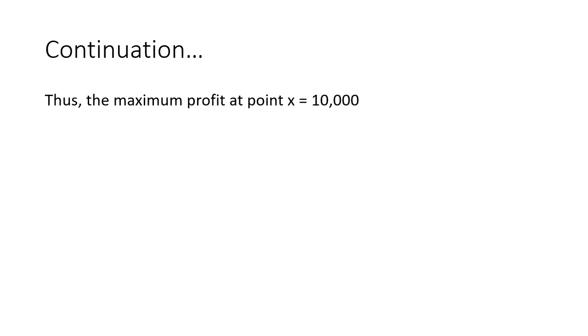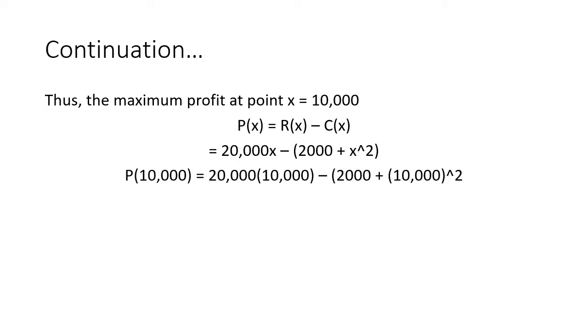Thus, since the maximum profit is at x equal to 10,000, P of x is equal to R of x minus C of x. That gives us 20,000x minus (2,000 plus x to the power of 2). P of 10,000 is equal to 20,000 multiplied by 10,000 minus (2,000 plus 10,000 to the power of 2). Therefore, 200 million minus 2,000 minus 100 million is equal to $99,998,000.